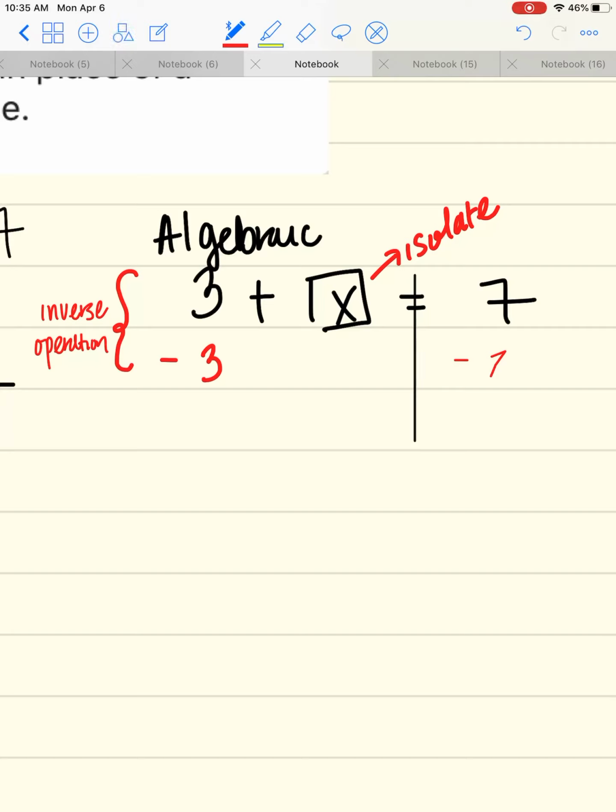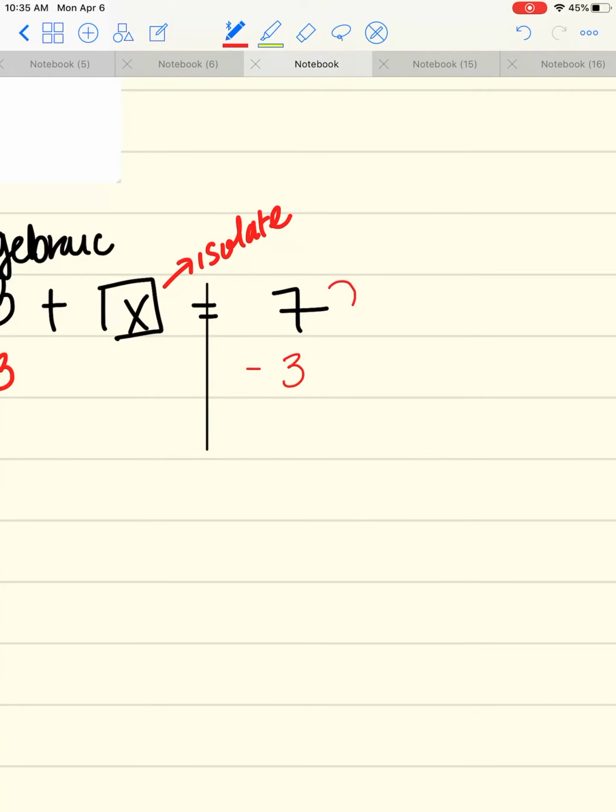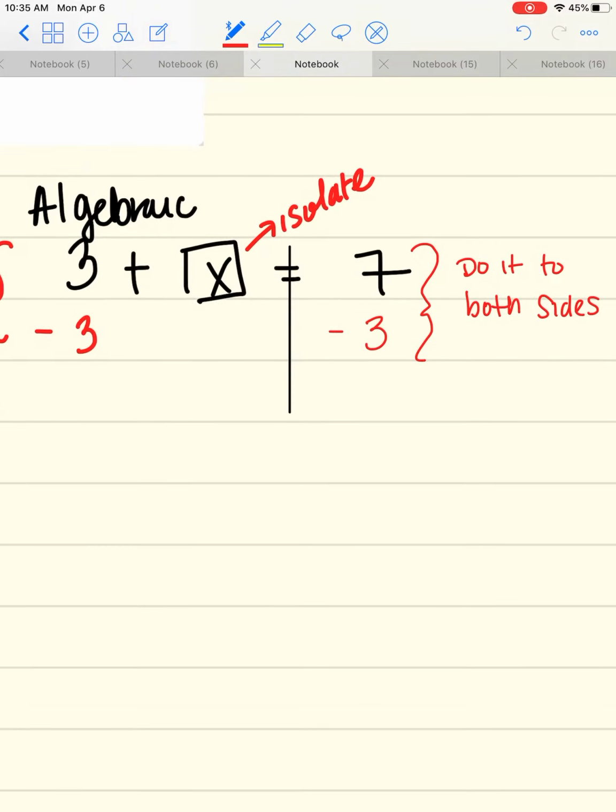This is a very important step. If you forget to do it to both sides, then your equation is not going to be balanced. In order for it to be balanced, you need to do the same thing to both sides. This is my step 3. Do it to both sides. Now that I have this, let's go ahead and see what we're left with. I'm going to go ahead and close this off, right?